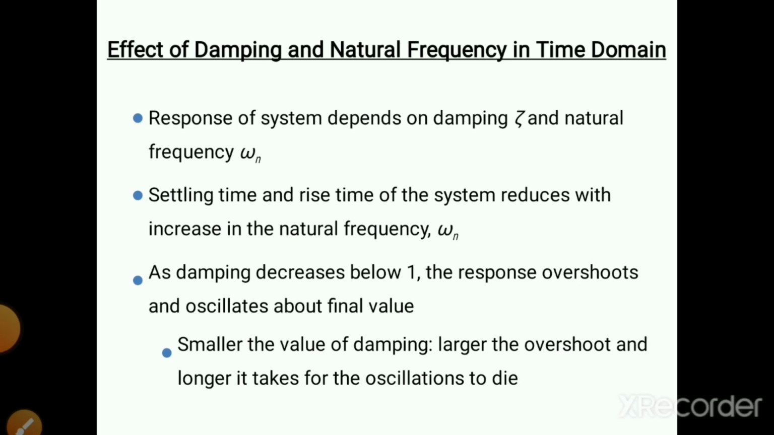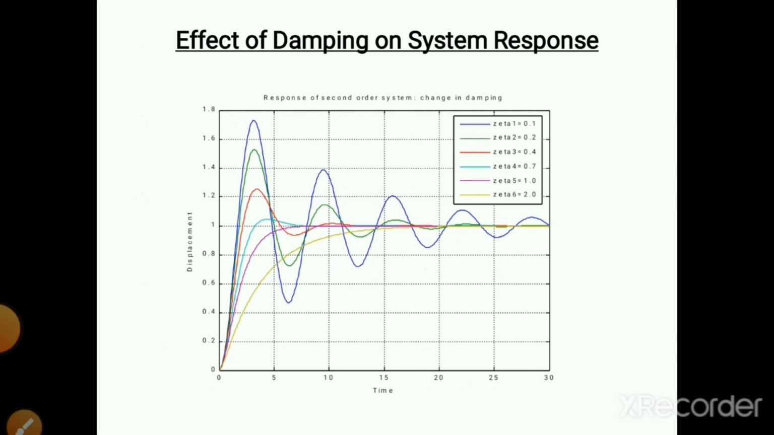Also, as damping decreases below 1, the response overshoots and oscillates about the final value. If the damping value decreases below 1, what happens? The system overshoots. There will be many peaks. Okay. So the smaller the value of damping, the larger the overshoot and the longer it takes for the oscillations to die. Means if the value of damping is below 1, say 0.5, there will be a larger overshoot and it will take a long time to get stable. Okay. So here also you can check with the help of graphs.